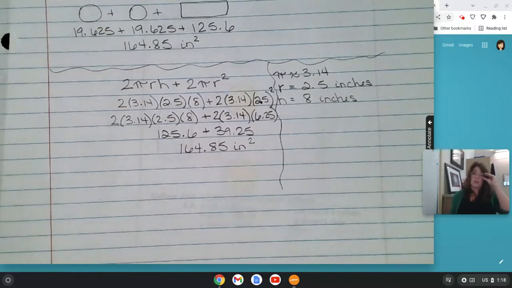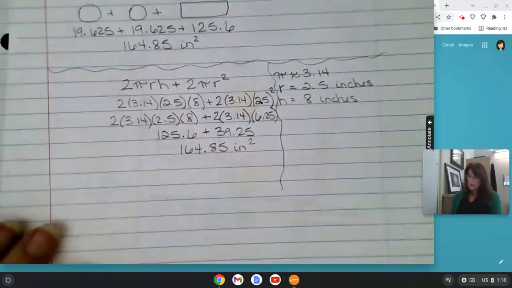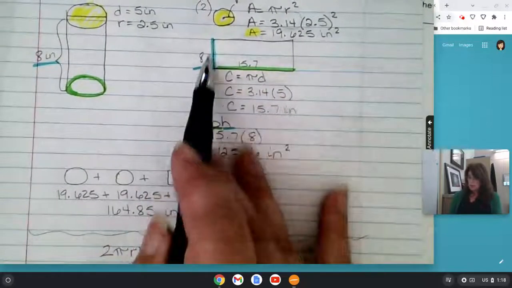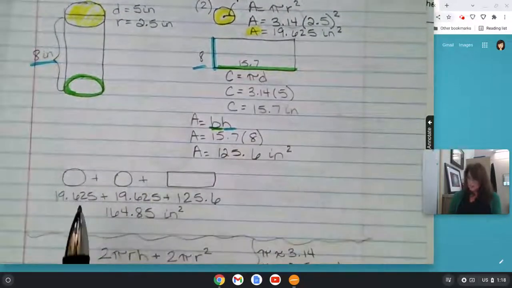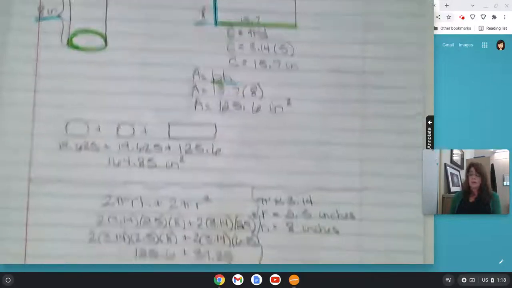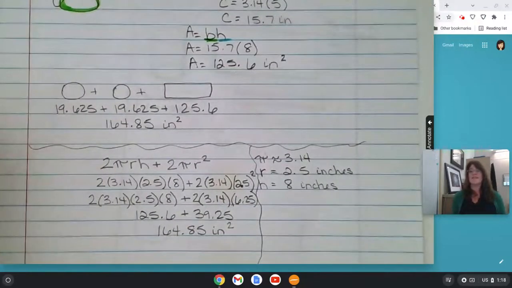So, write out the formula and completely evaluate it step by step. Do not try to hold this in your head. Or, if you think more spatially, draw it out, find the pieces, and simply add them together. All right, I cannot wait to see you guys in class.